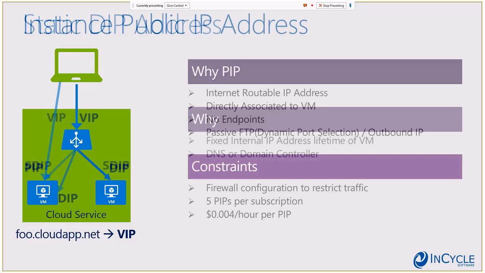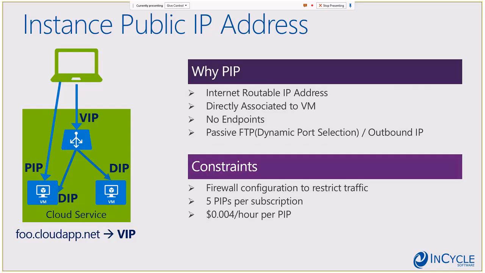Public instance IP is a way to assign an internet routable IP address directly to a VM. There's only a constraint of 5 PIPs per subscription, so you can't request more. That's all you get. And, of course, there's a fee for each one that's being used. The biggest usage for this is passive FTP or dynamic port selection.